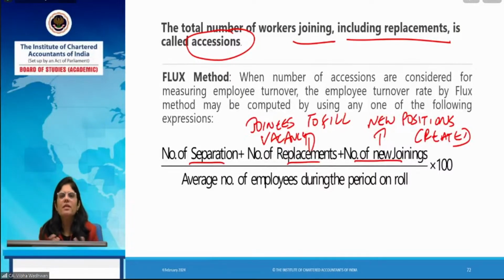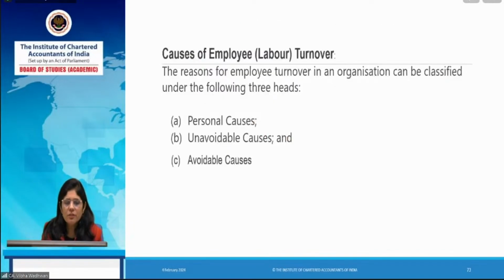So आप दोनों तरह से flux method कर सकते हो, only the replacements and other is replacements plus new joinees. Of course, separations are there. Clear? So this is how we calculate the labor turnover. There are 3 types of method: replacements, separation, and flux method. So employee turnover again is very, very important consideration.